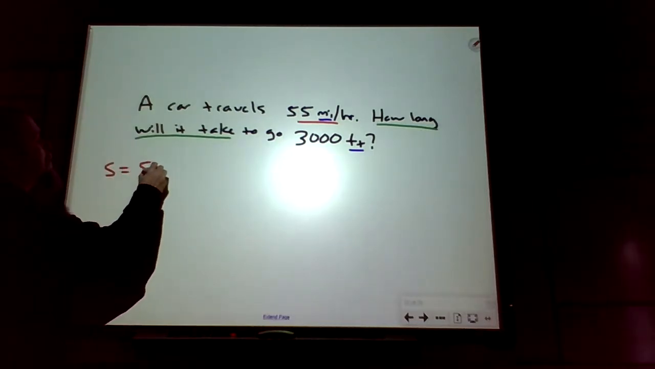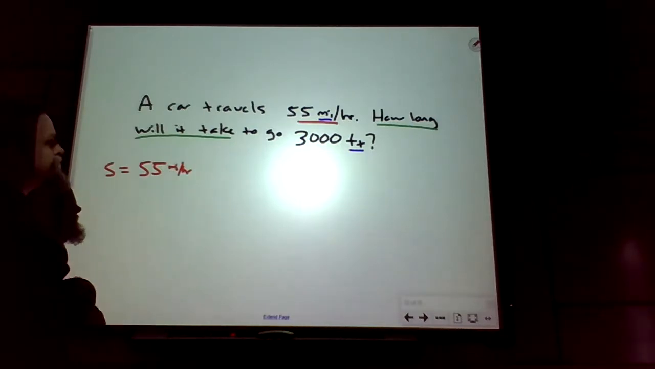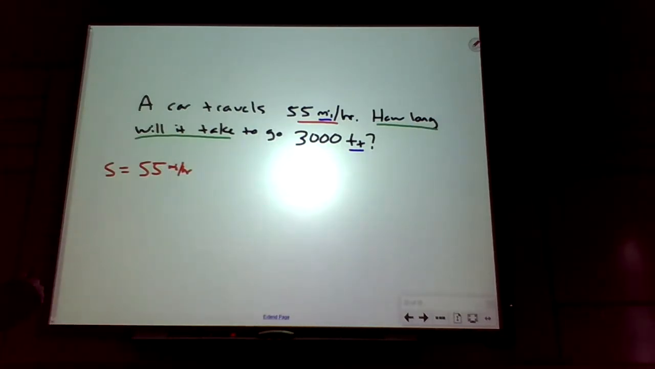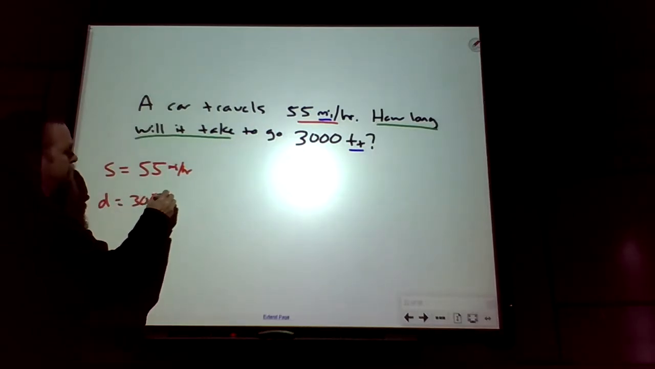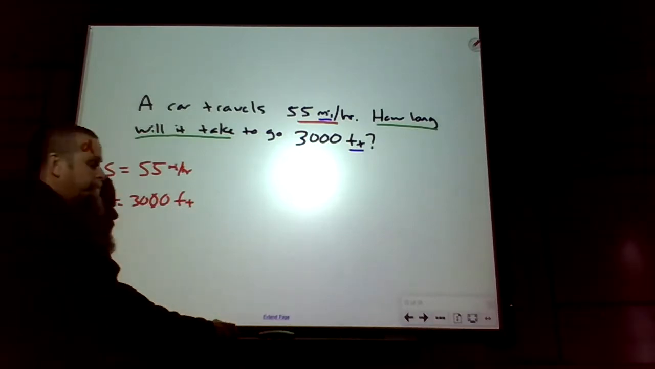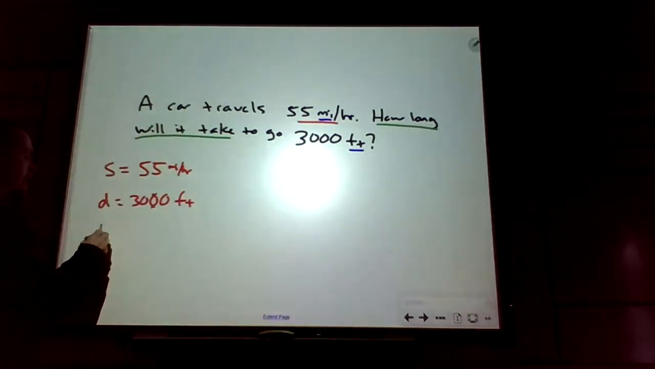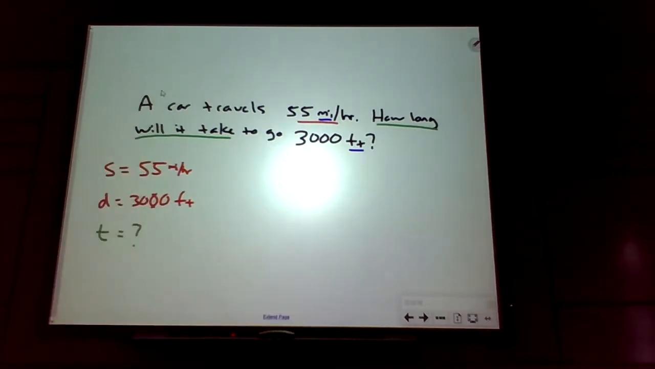Again, I know miles per hour is still my speed. 3,000 feet is a distance. It still says how long will it take, so I'm still looking for time. Now let's convert the 3,000 feet to miles.